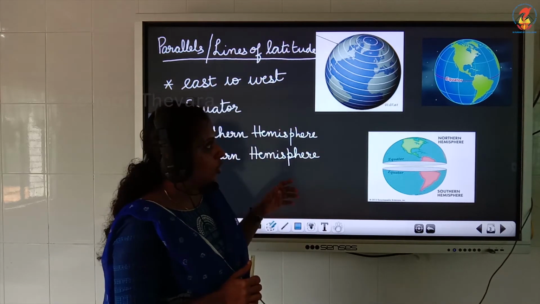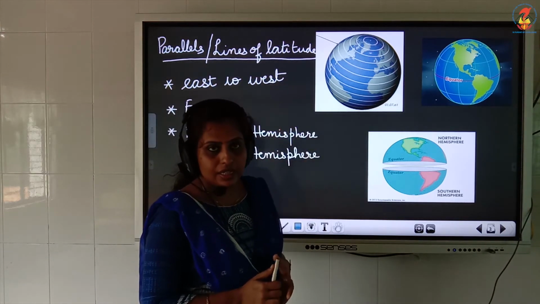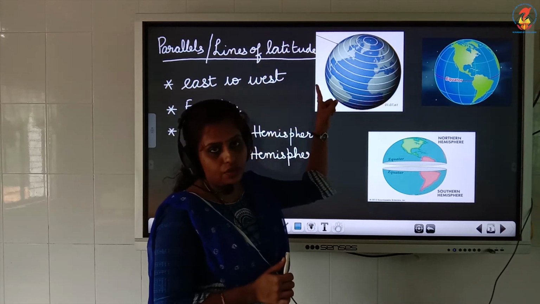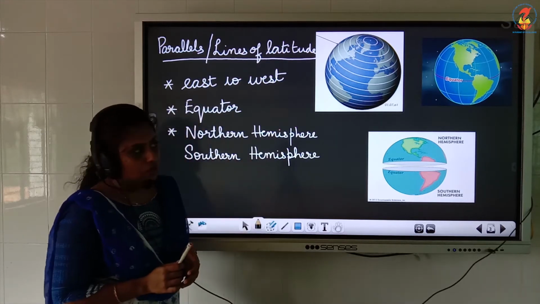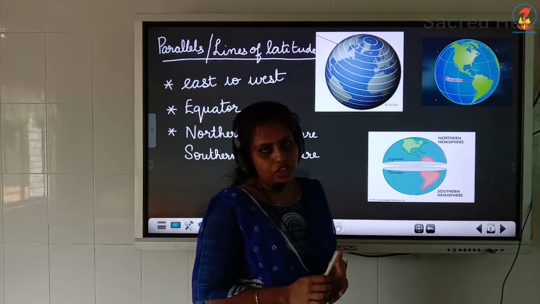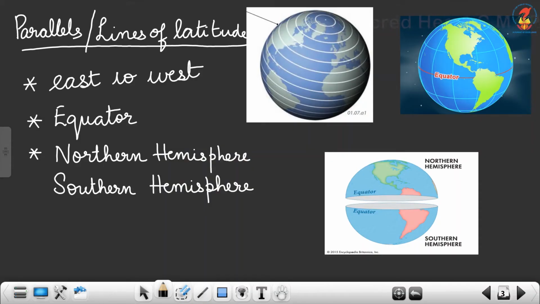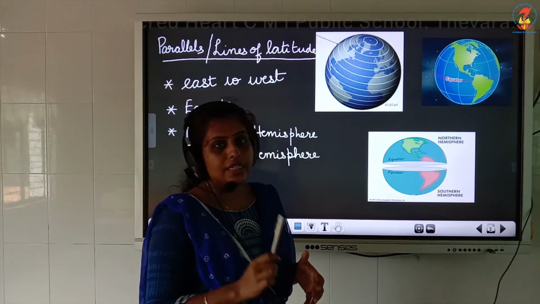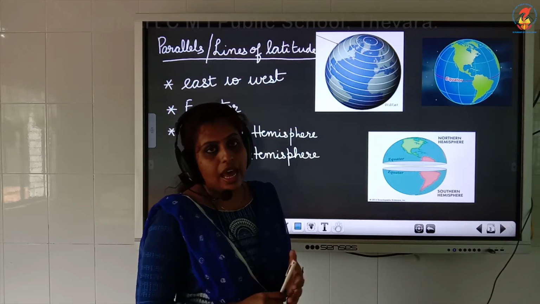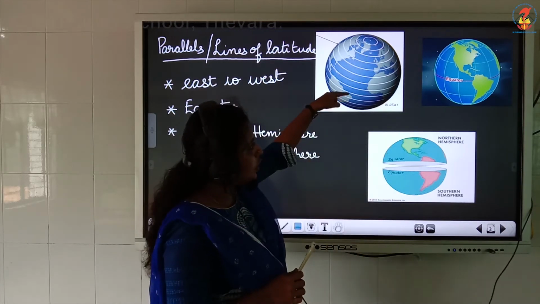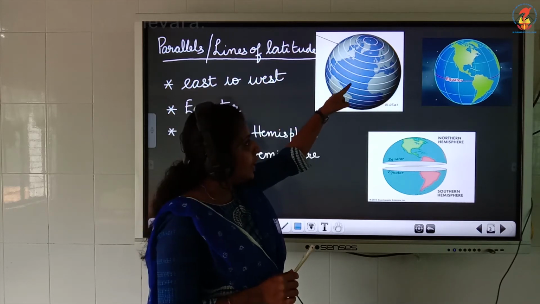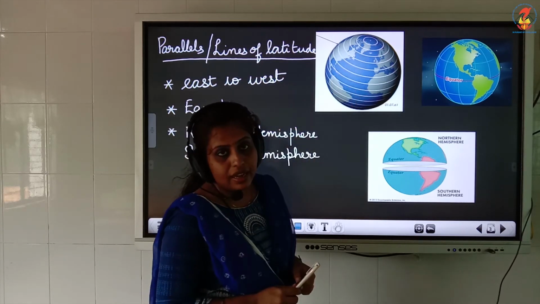I repeat once more, parallels are a set of circles. They run from east to west, and they are called parallels or lines of latitude. Now look at the second picture. You can see a middle line drawn on that picture, and it is named the equator. This equator is the longest parallel on the Earth's surface, and it passes through the middle of the Earth's surface. You can see the set of circles drawn here, and comparatively, you can see the middle equator there, right?